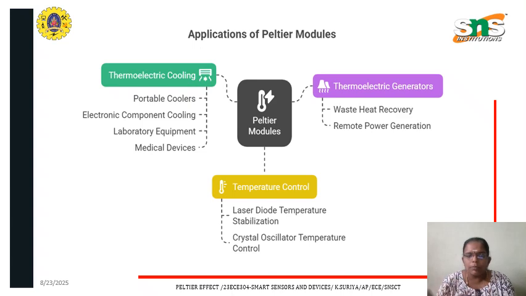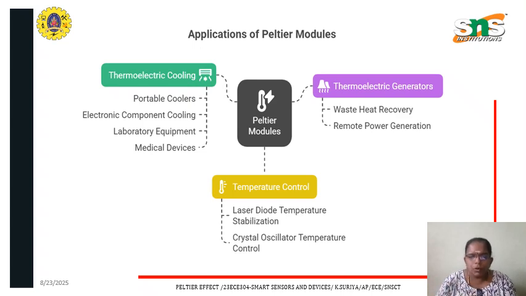The Peltier effect can also be used for generation of thermoelectric power. By applying a temperature difference across the Peltier module, a voltage can be generated. So it is used in, say, waste heat recovery and remote power generation. And finally, it is used in temperature control for precise temperature, like laser diode temperature stabilization, where it maintains a stable temperature for the laser diodes to ensure optimal performance, and it is used in crystal oscillator temperature control.